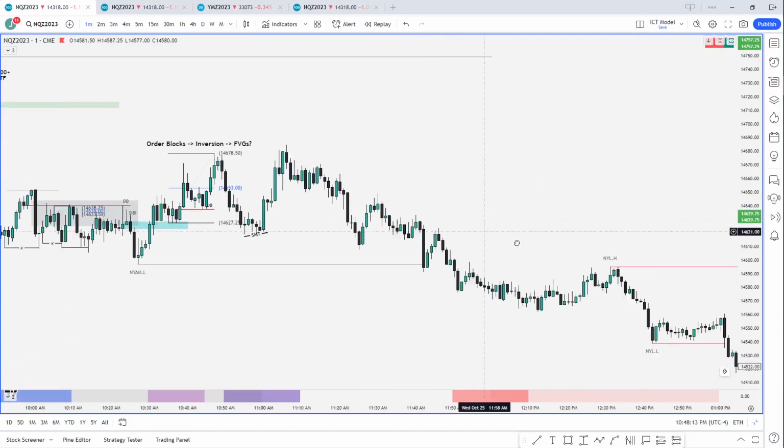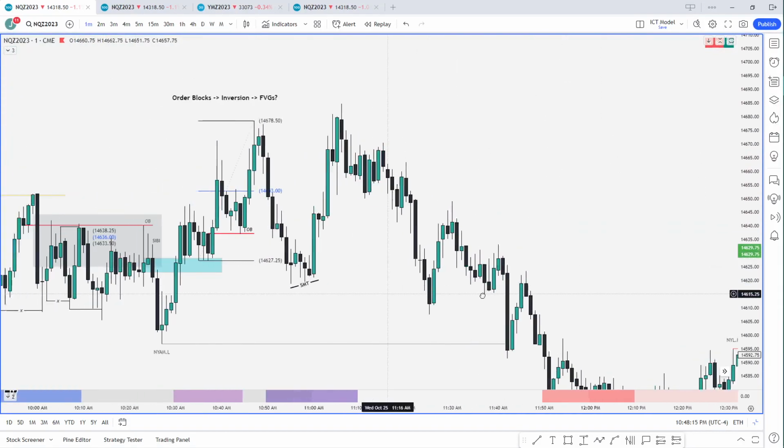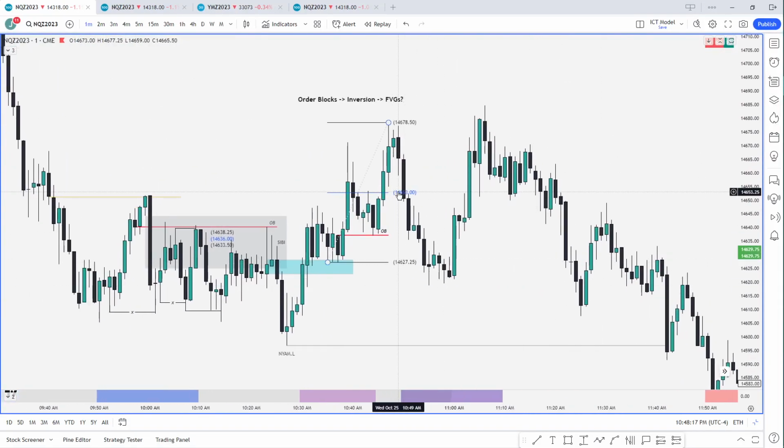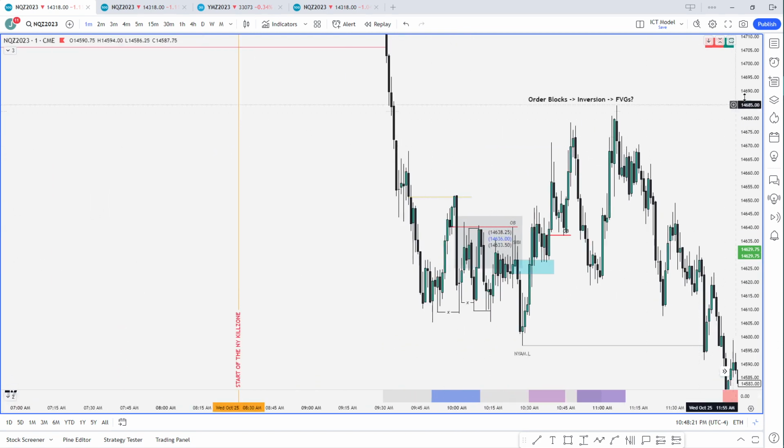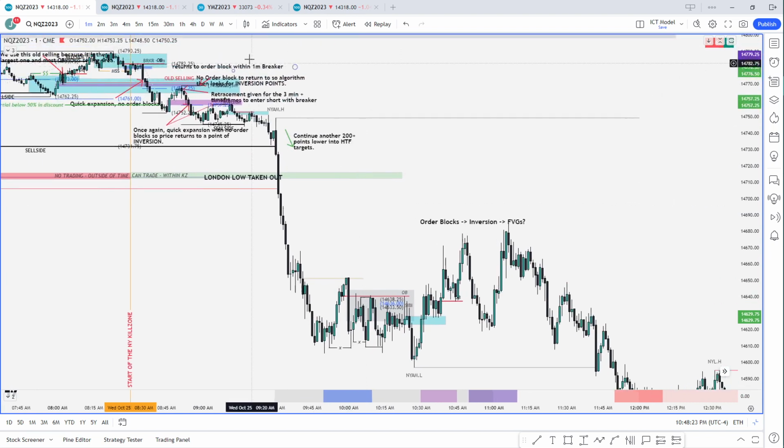Look at this. Taking out buy side and retracing into parent daily range. That's why you don't see this one. Also outside of a kill zone. Oh my gosh. So you wouldn't look to trade this short because we're outside of a kill zone. Mini kill zone there.